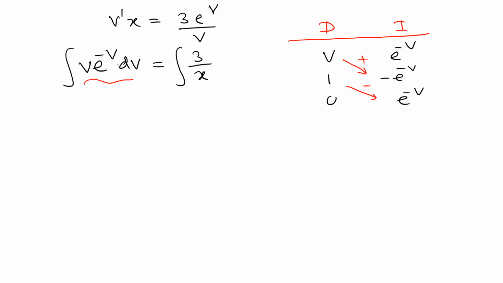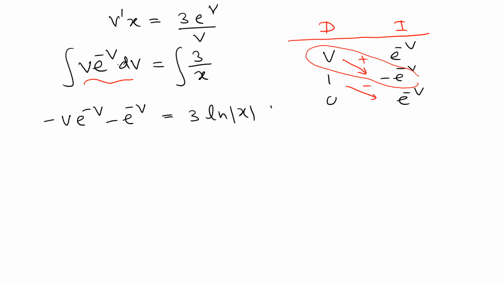So the first term is negative. We multiply the terms across the diagonal. We start with the first one, so we multiply these two and the next two like that. So the first one is negative v e to the negative v. And the next term is again e to the negative v. That's what you get. On the other side, it is 3 ln absolute value of x plus c. We call it c1 for a reason.